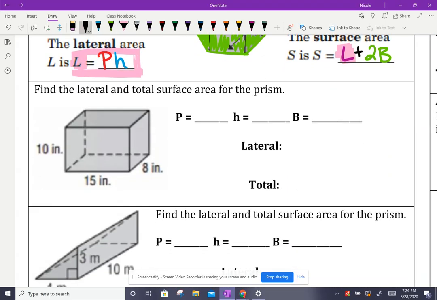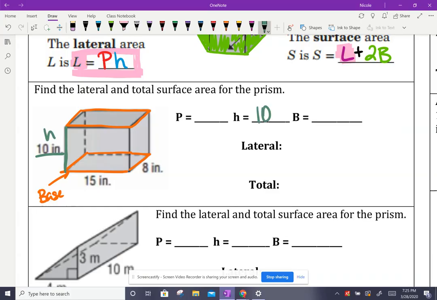So here I have a rectangular prism, and I'm going to identify the bottom as the base. Always go through and identify where your bases are. And so then my height would be connecting those two bases. So my height is going to be right here, 10. That is going to be my height.